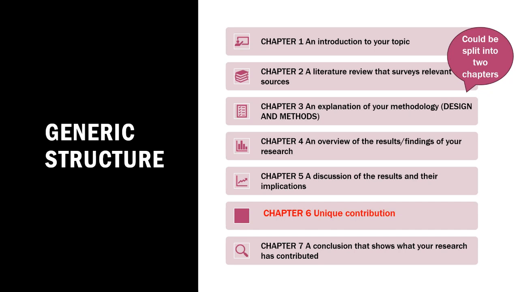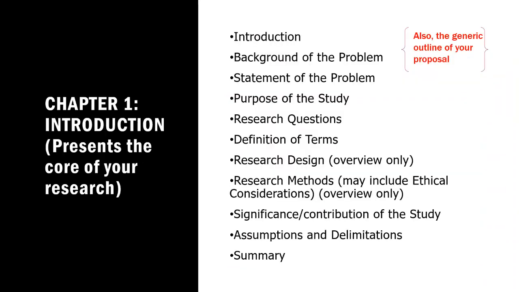So let's have an overview in terms of each chapter and what might be needed as your chapters develop. So this is a generic outline, possibly also of your proposal. And your chapter 1 follows a similar process. So as in any chapter, you'll have your introduction. Now, the introduction to your chapter 1 might be a bit more tricky than the introductions to your other chapters, because you will have an introduction to the chapter, but also an introduction to your topic.